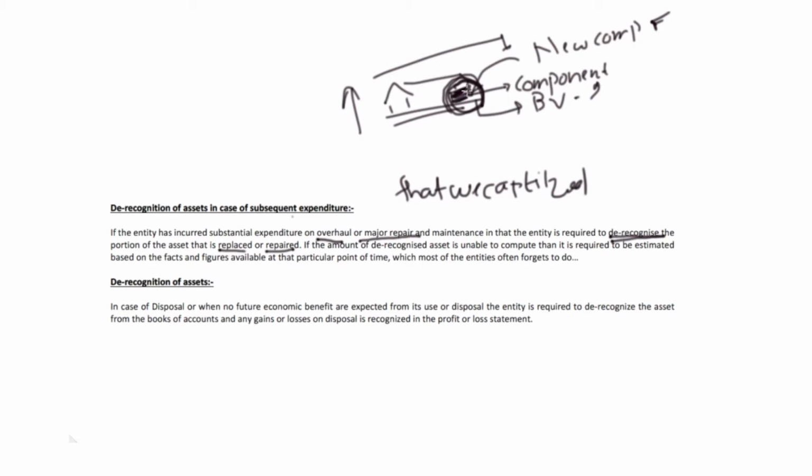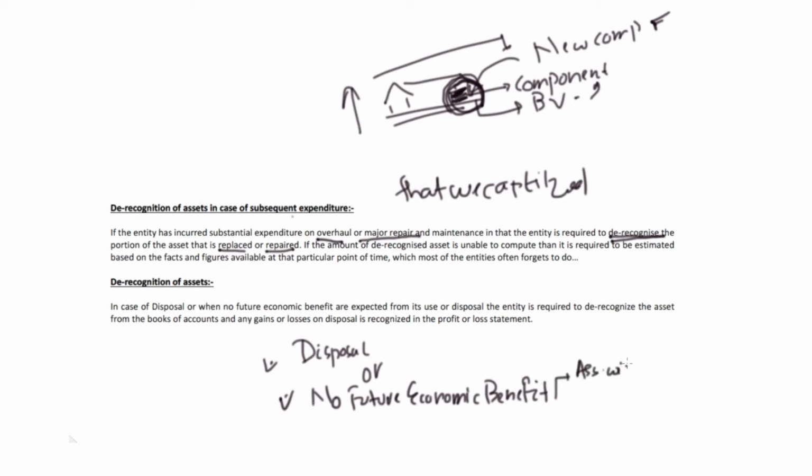Now let's move on to the core requirements under IAS 16 for derecognition. If there is a case of disposal, if we disposed of an asset or we sold an asset, or when there is no future economic benefit associated with the asset, then in such a case we need to derecognize the asset from the books of accounts.